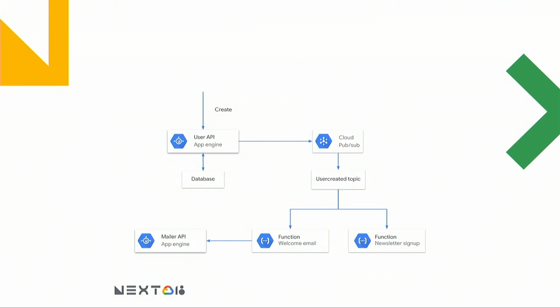This is a case where we are creating a user. So what happens? You get a request, create request. That goes to the user API. And the user API does its thing and updates the database. At the same time, it kicks off a message through our messaging queue, PubSub, and that triggers off a few functions. There's one function that sends out a welcome email through the mailer API. Another function signs the user up for the newsletter. And to be honest, you can add more and more functions very easily.